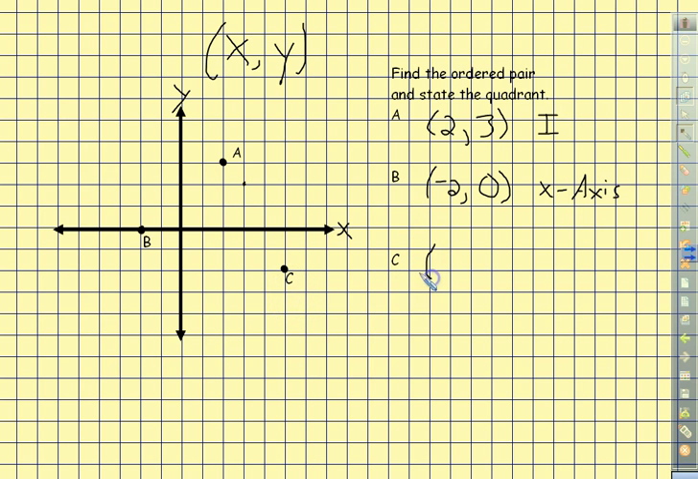All right, now we have letter C. So we're going to start at the origin, and we're going to move to the right. 1, 2, 3, 4, 5. And since we're moving to the right, that is a positive 5. And then we're going to move down 1, 2. And since we're moving down, that would be negative, and that is negative 2. Okay? And then as far as the quadrant goes, it is quadrant 4. Okay? So go ahead and take a look at your answers.